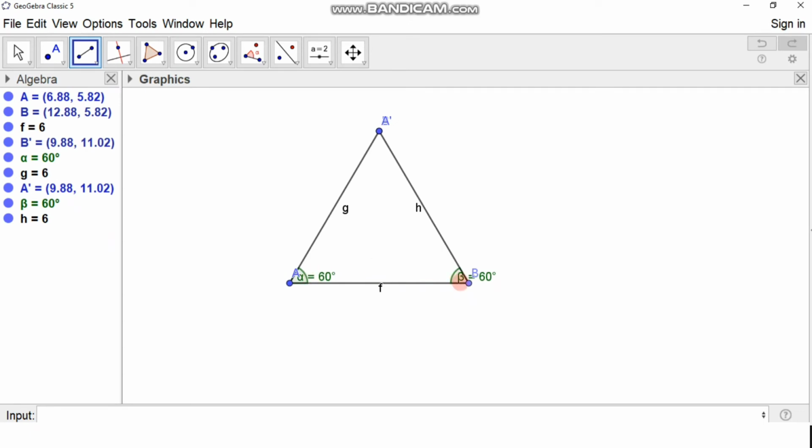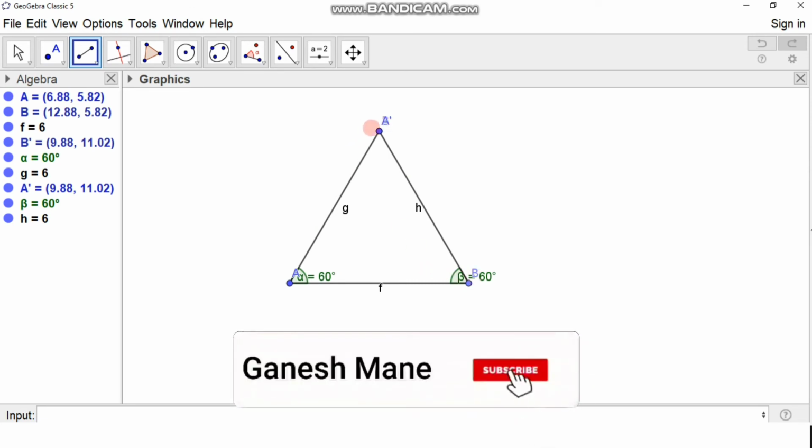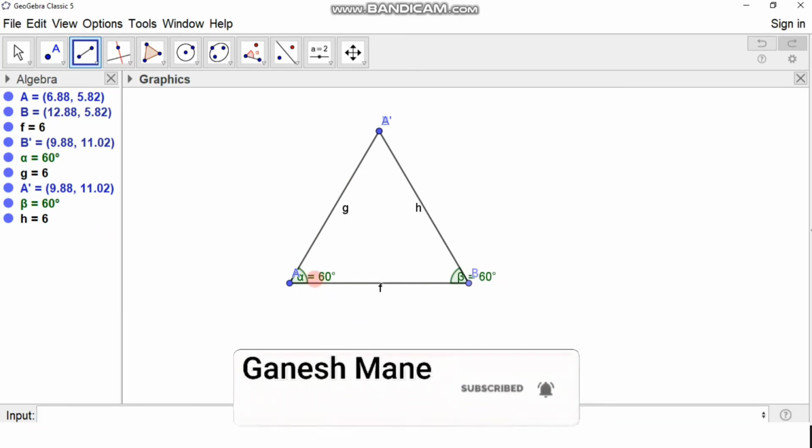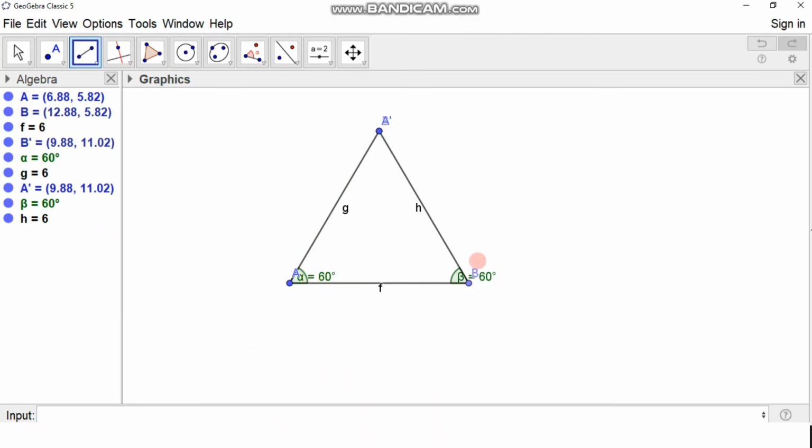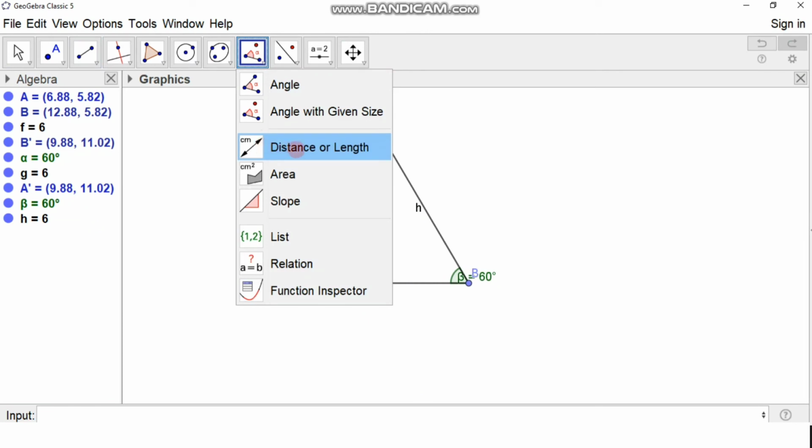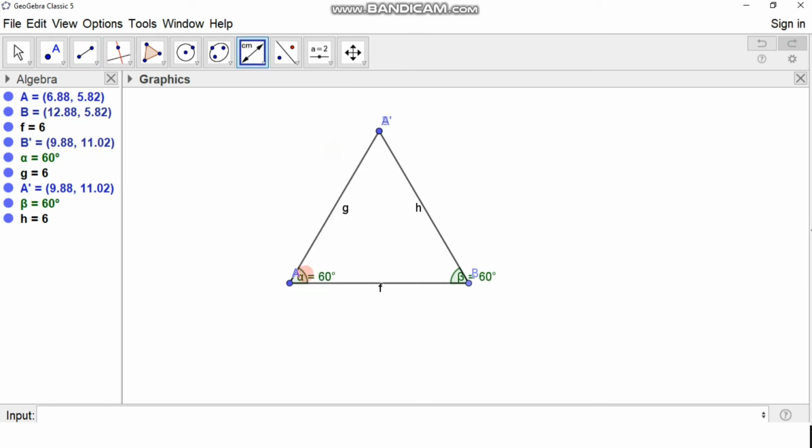Now, according to the converse of the isosceles triangle theorem, we have to verify whether the sides opposite to them are congruent or not. The side opposite to angle B is A A dash and the side opposite to angle A is A dash B. We'll measure the length of these two segments. For that we have an icon, distance or length. Click on that and click on the segment of which the length is to be measured. So click on point A and then point A dash. We get the length of this segment as 6.